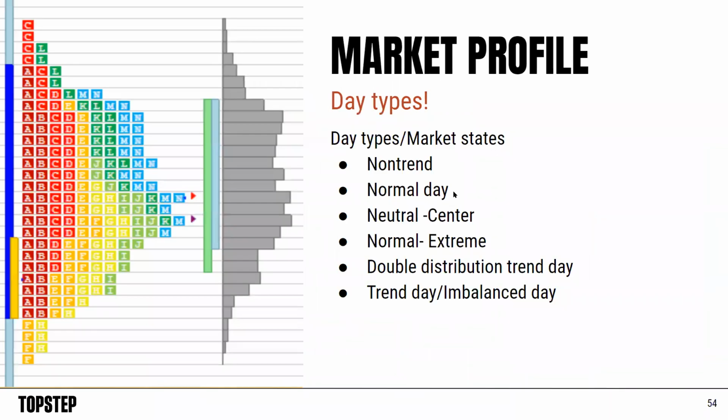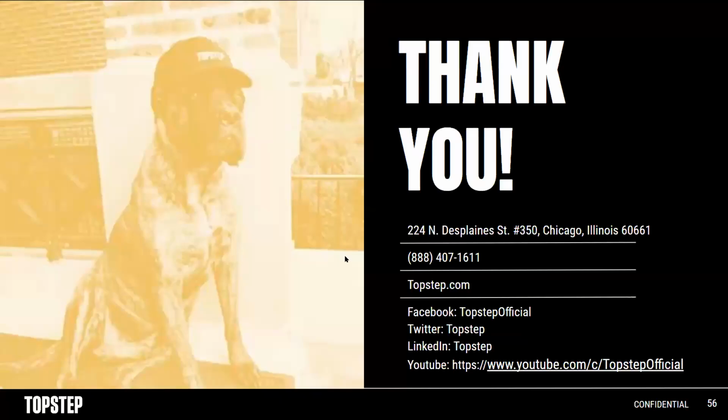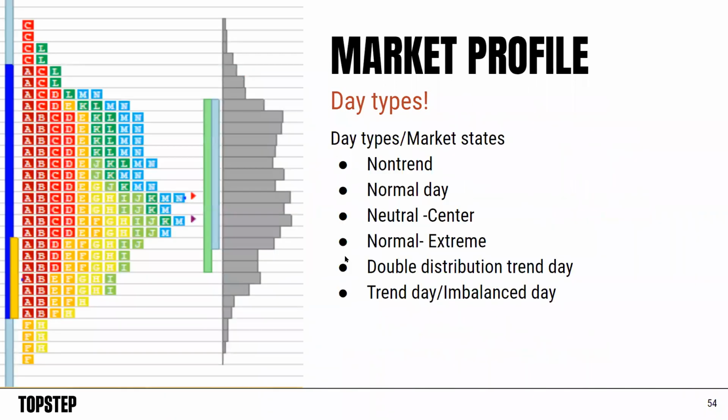There's different day types when it comes through to the market profile. There's the non-trend day, normal trend, neutral center, normal, extreme, double distribution, trend day. Let's take a look at a few of them. Well, I didn't get to those. I don't have those. I do apologize.